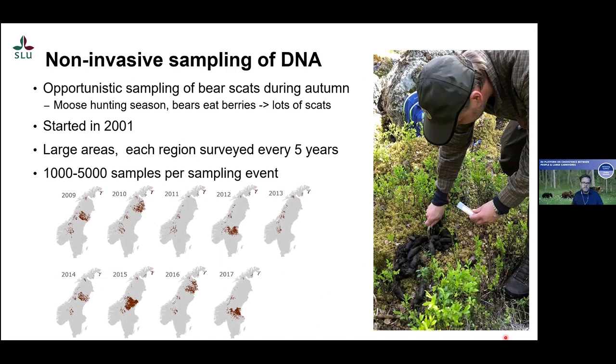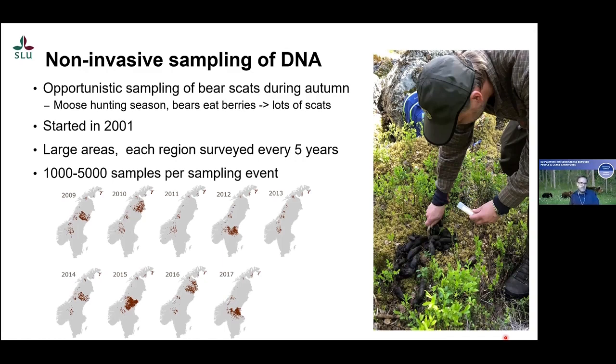And during this time of the year, bears eat a lot of berries, so they produce a lot of scats, and it's easy to find them. The berries also seem to preserve the DNA in the scat, so it actually has a higher degree of successful extraction of DNA.